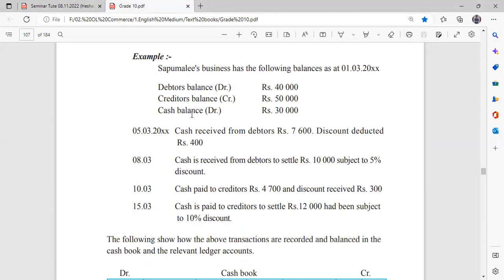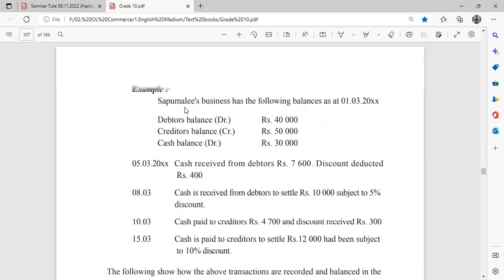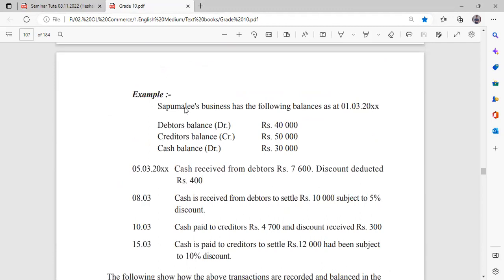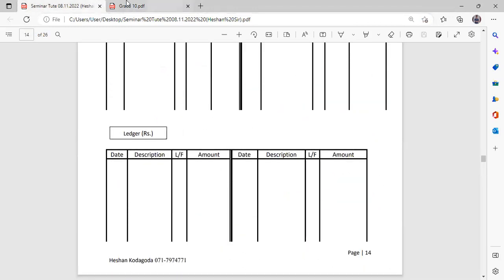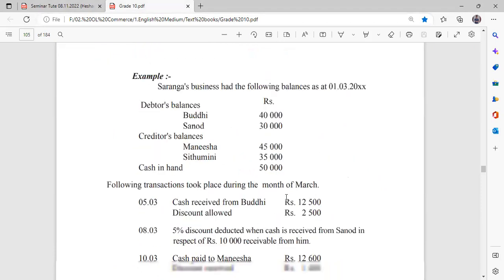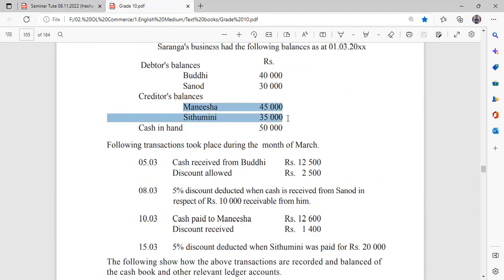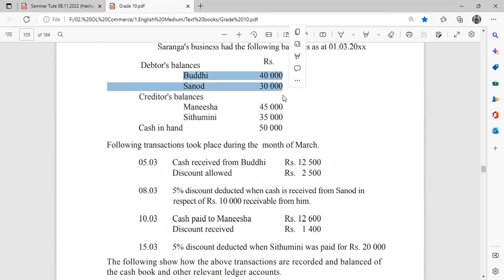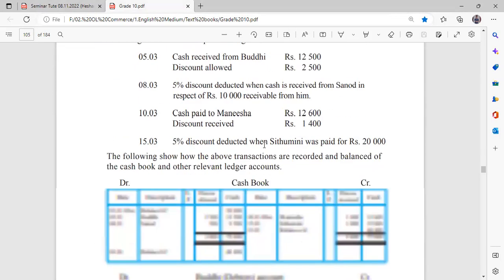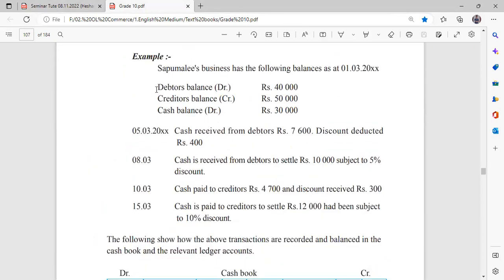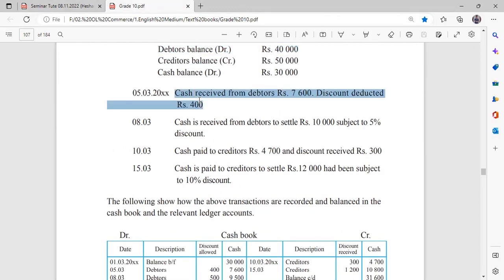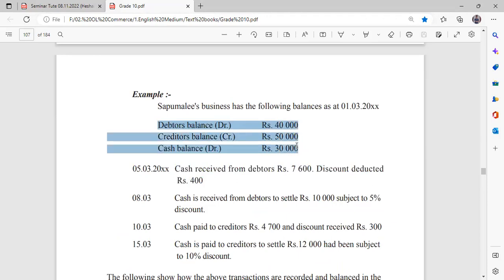So let's read. This is the example on page number 97. Sapumali's business has the following balances as at 1st March 2022. Now these are the balances, but we need to record all these things. In Saranga's business, we could identify creditors and debtors by their own accounts. But here, for all creditors and debtors, we maintain a general account. Now, first we need to record these balances.